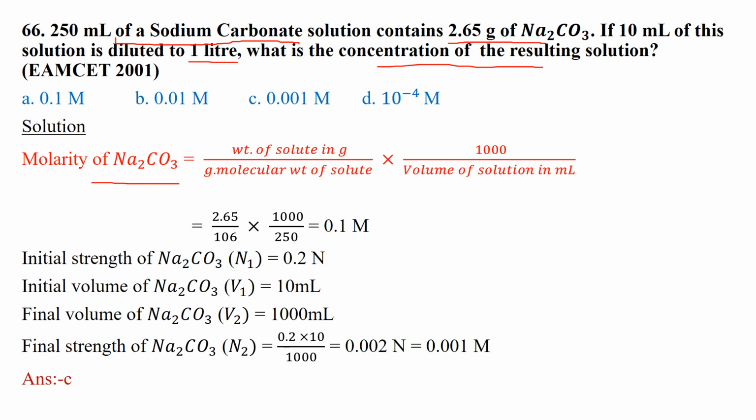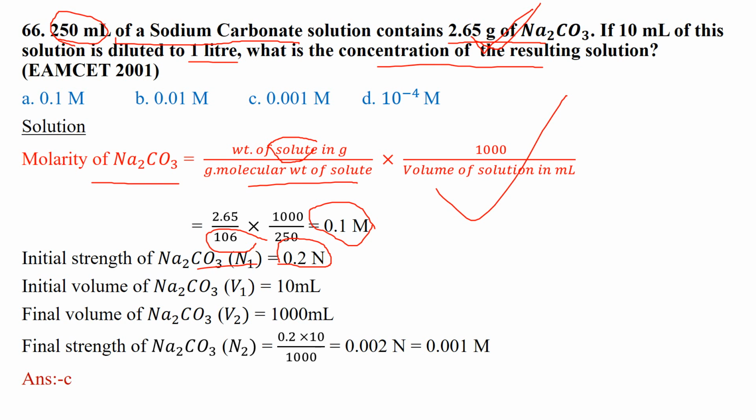So the molarity of sodium carbonate is equal to 0.1 molar by using this formula. Simply, the weight of solute, that is sodium carbonate, in gram is given as 2.65 gram. The gram molecular weight of sodium carbonate is 106. Then 1000 by 250, because 250 ml of sodium carbonate solution contains 2.65 gram of sodium carbonate. Now the initial strength is equal to 0.2 normal.